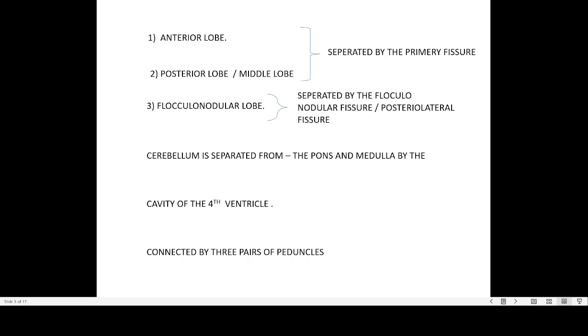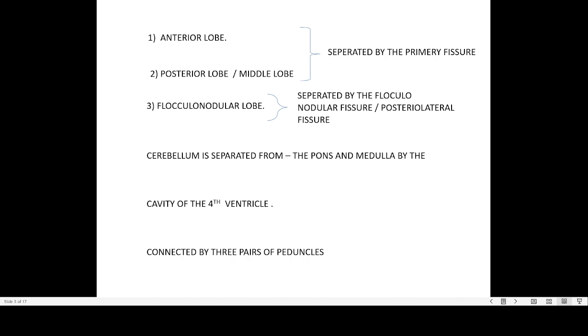Then, the cerebellum is connected to the brain stem by three pairs of peduncles, right and left. These peduncles carry nerve fibers from the cerebellum to the brain stem, that is, to the midbrain, pons and medulla, and vice versa, in and out. These groups of fibers are called the three pairs of peduncles.